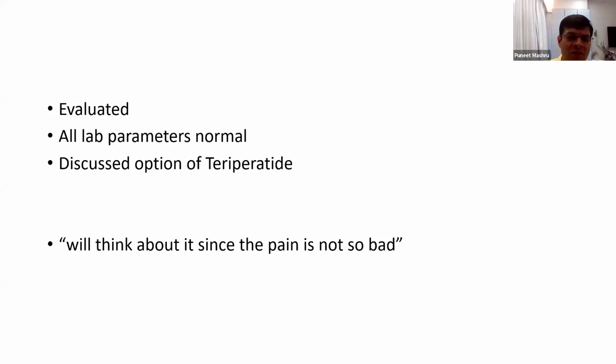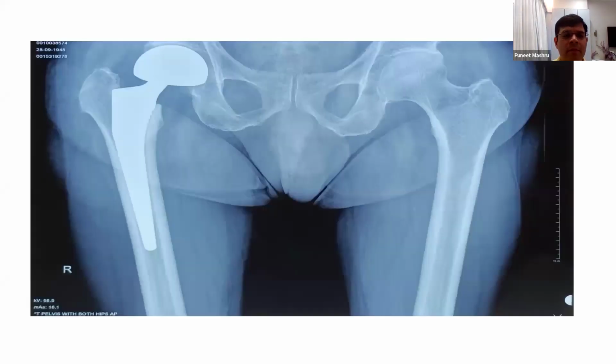But the patient did not want to take treatment. He said, I will think about it. Pain is not so bad, it's getting better. And did not want to take treatment. 1.5 years later, he came with a right hip fracture.